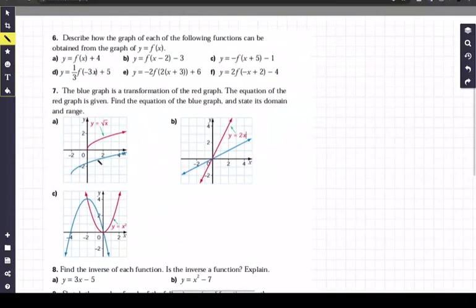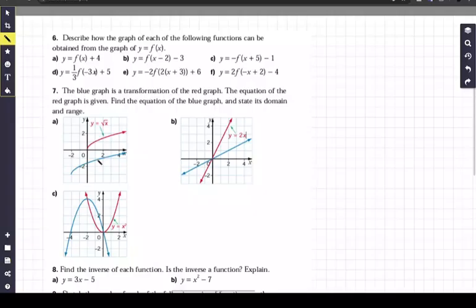Describe how each of the following functions can be obtained from f of x. So I'm going to go ahead and describe the translations. We don't have to draw it, all we have to do is describe. So for 1, we're moving 4 units up. And for 2, we're moving 2 units to the right and 3 units down. For C, we're flipping about the x-axis, and we're moving 5 units to the left and 1 unit up, 1 unit down. Sorry.